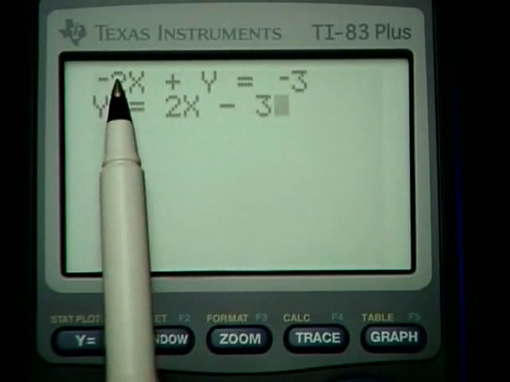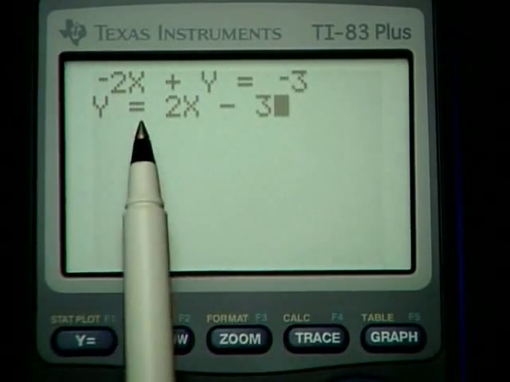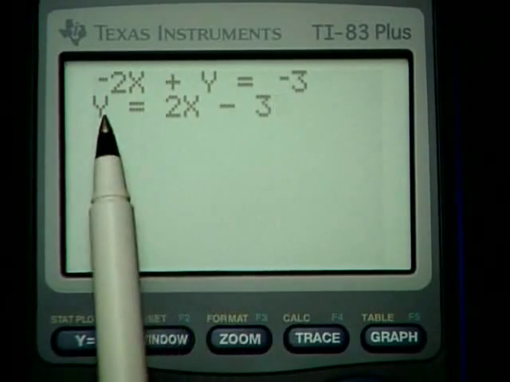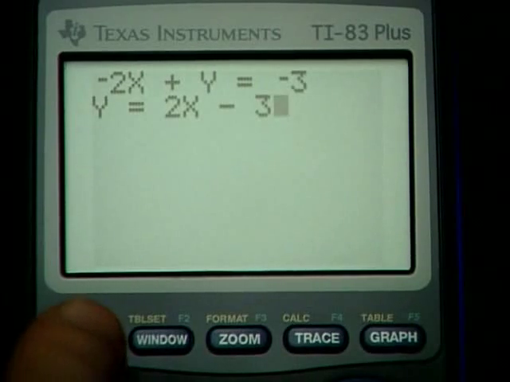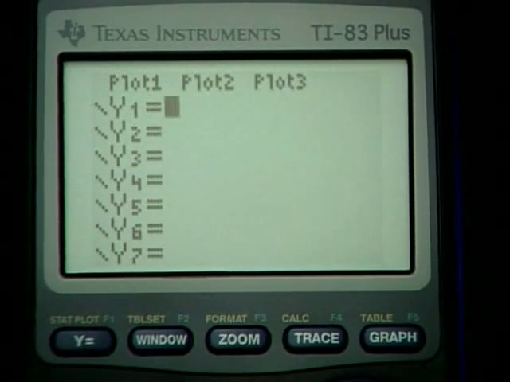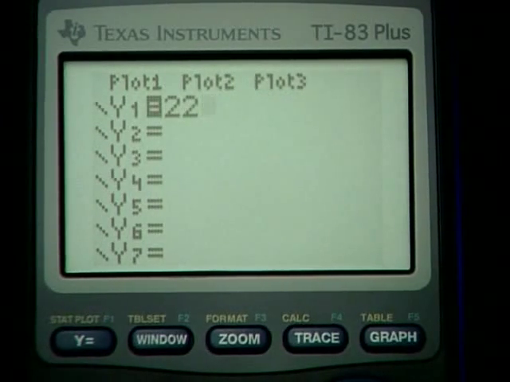So to do that, we would add 2x on both sides, and that would give us this equation, and now we can enter it onto the calculator. Let's go ahead and do that. Equations are entered by pressing the y equals button, and then we could enter the 2x, whoops, only 1, 2, and the x, that's the variable key, and then minus 3, and now we're ready to go graph.